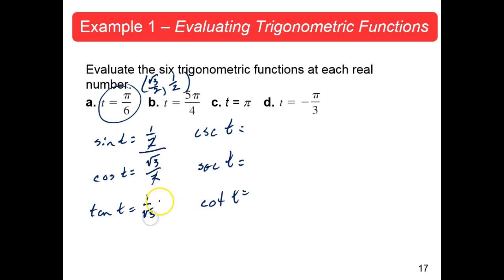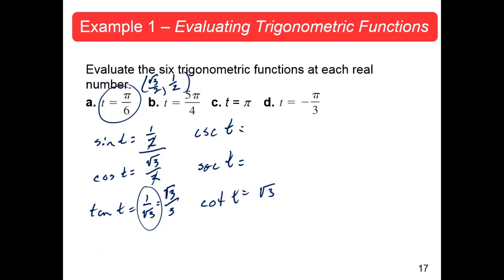But if you don't like having radicals in the denominator, what would that be? Root 3 over 3. Perfect. All right? And then what would cotangent be? I go around like this. It's the reciprocal of tangent. So go back to this one and reciprocate that, and what do you get? Root 3 over 1, which is just root 3.